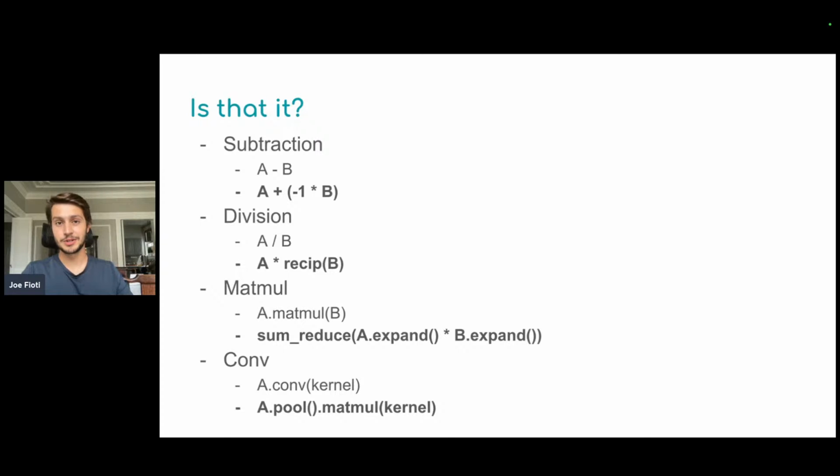And then a convolution is just, as long as you're able to track shapes, you can do a pooling operation and then do a matmul with the kernel. And so, yeah, these are the fundamental core operations that everybody expects an ML library to have, and we don't have them because we're able to just use our simple ops to do them.